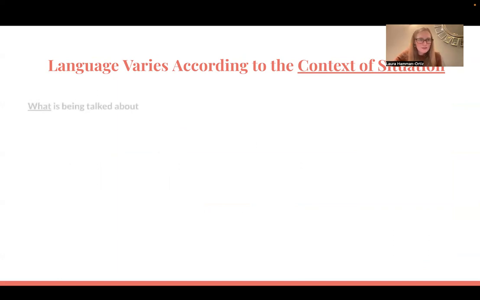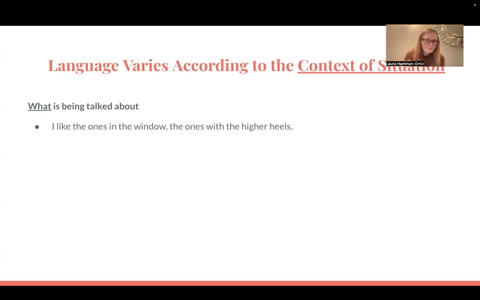All right, so the context of situation includes these three components according to Halliday's work. What is being talked about? For example, if I were to say, I like the ones in the window, the ones with the higher heels. If I asked, what am I talking about? You can probably surmise that I'm talking about shopping for shoes. I'm pointing out some shoes that I like.